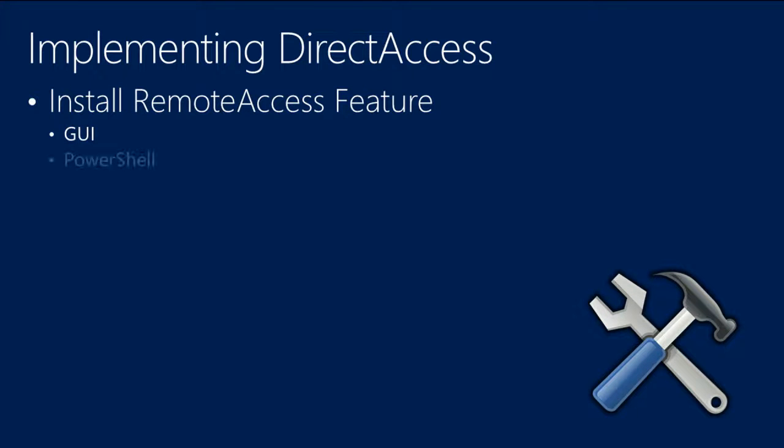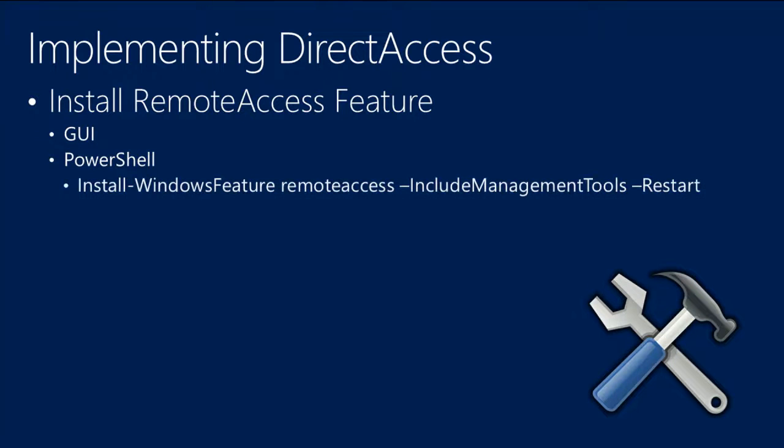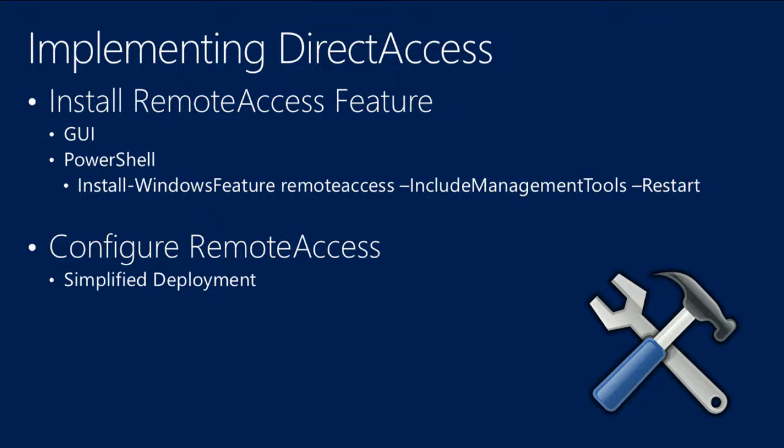You can do this via the GUI. I like to do it via PowerShell because it's quick and easy, but I'll demonstrate both. There's the command line: Install-WindowsFeature RemoteAccess -IncludeManagementTools, and restart if necessary. Once you've done that and the server comes back up, or the services come back up, you can configure remote access. And there's a couple of different ways to do this.